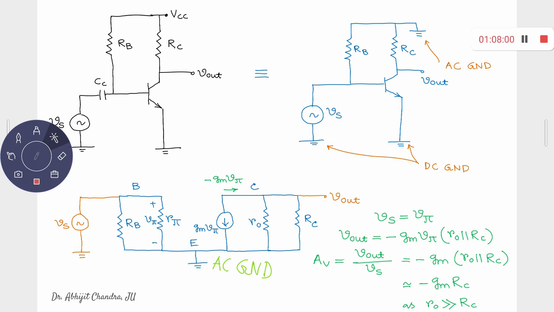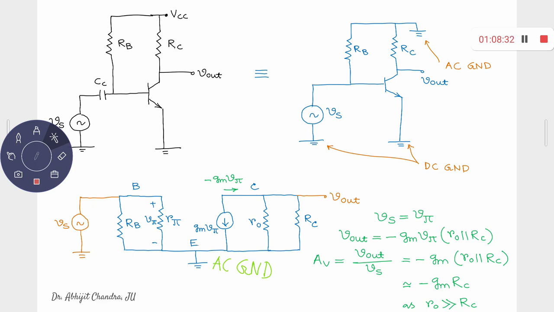In this particular unit, we will not consider any effect of the capacitors. Whenever we encounter some capacitor, we will assume that the capacitor is acting as a short circuit for the given frequency. In the next unit, when we do the frequency response calculations, the frequency analysis, then obviously we will encounter the different effects of different capacitors. We have so many external capacitors, and apart from that, so many internal capacitors as well. We will observe the effects of those capacitors in the subsequent units.